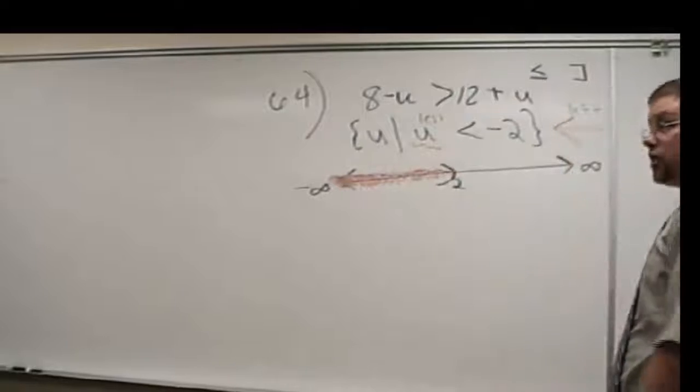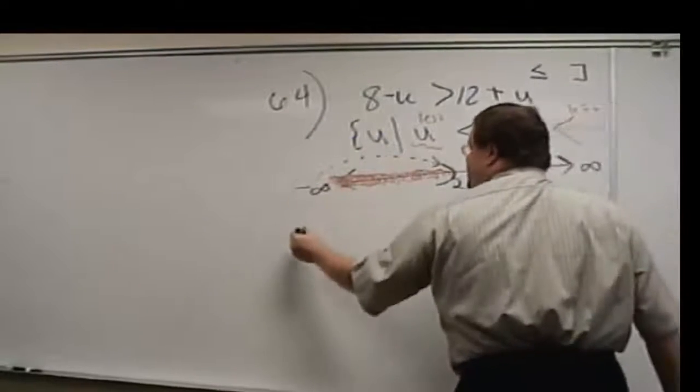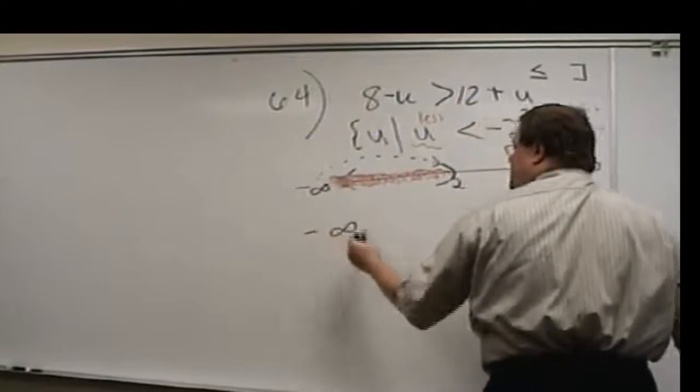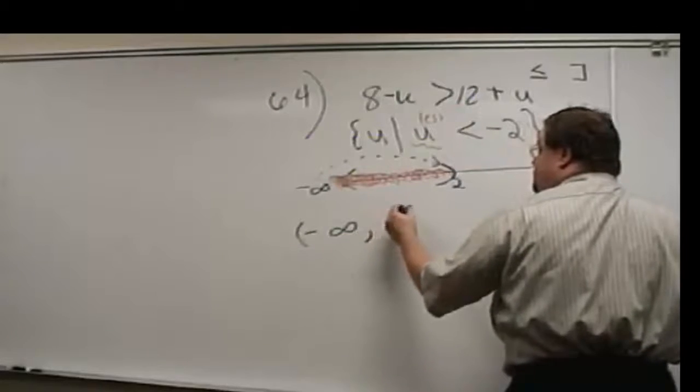The interval notation, you always look from left to right. So you're going to write negative infinity first. All right, and then negative infinity is always a parenthesis, comma, -2 parenthesis. Okay.